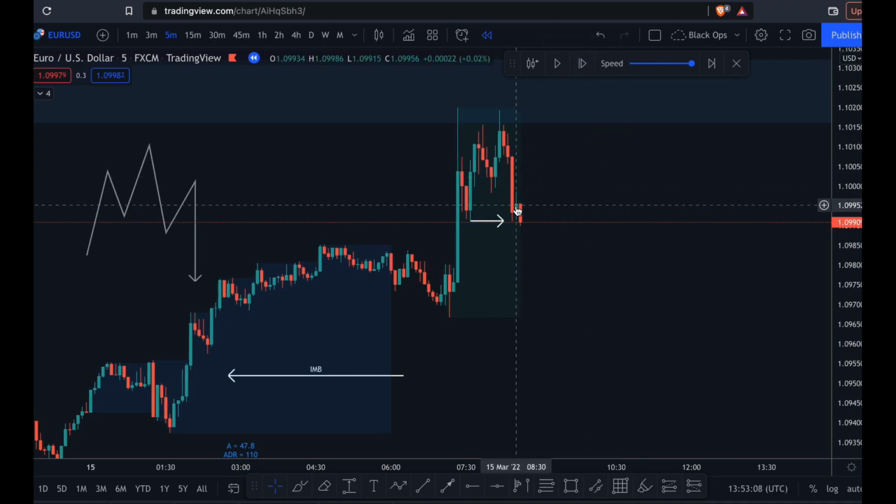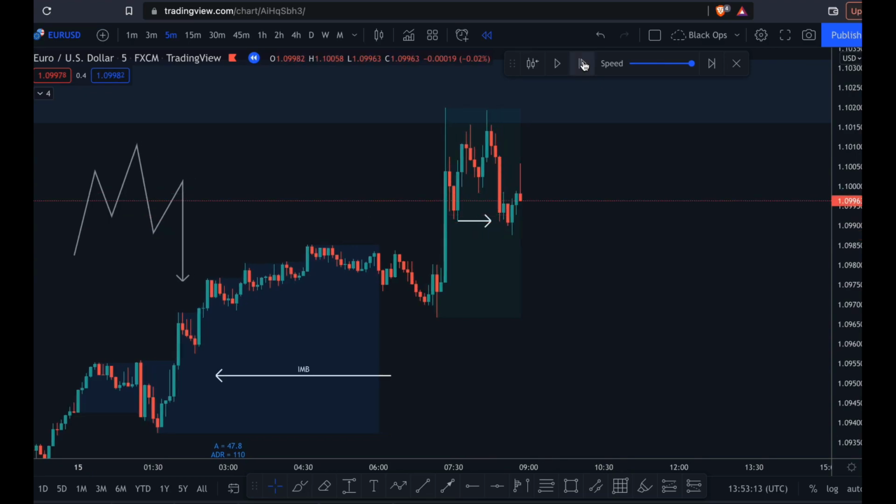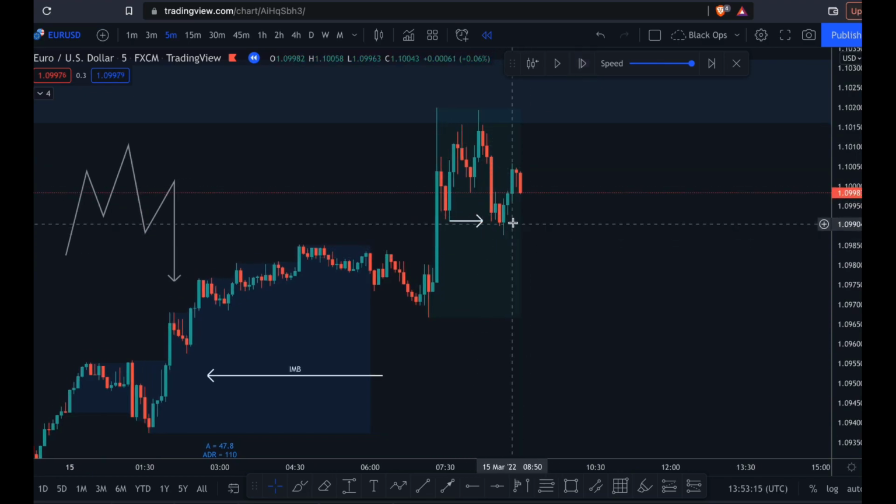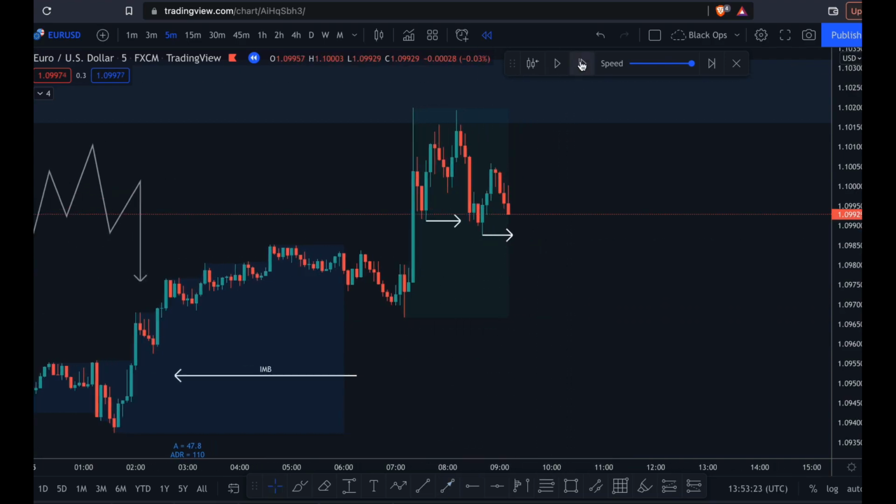What we're waiting for here is price to come back up and then break this structural low. So there's a structural low put in place. Now I just want this one to be broken again one more time. So we're waiting for this to happen before we can take another trade.